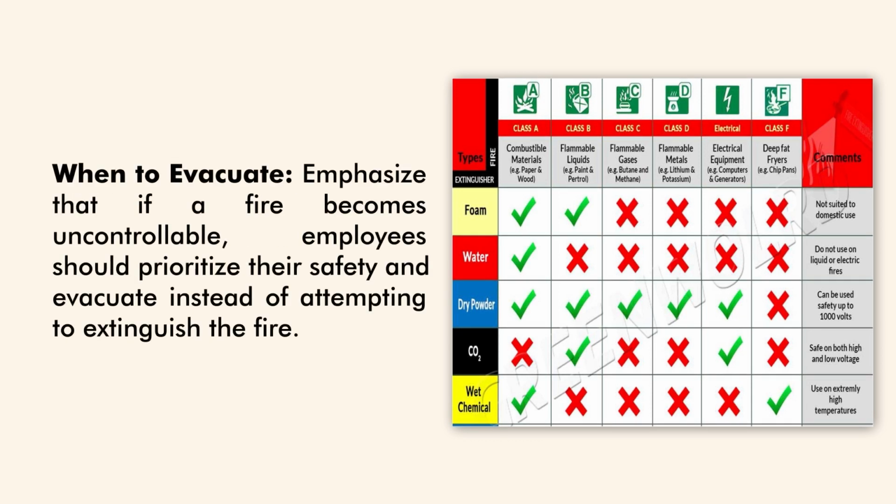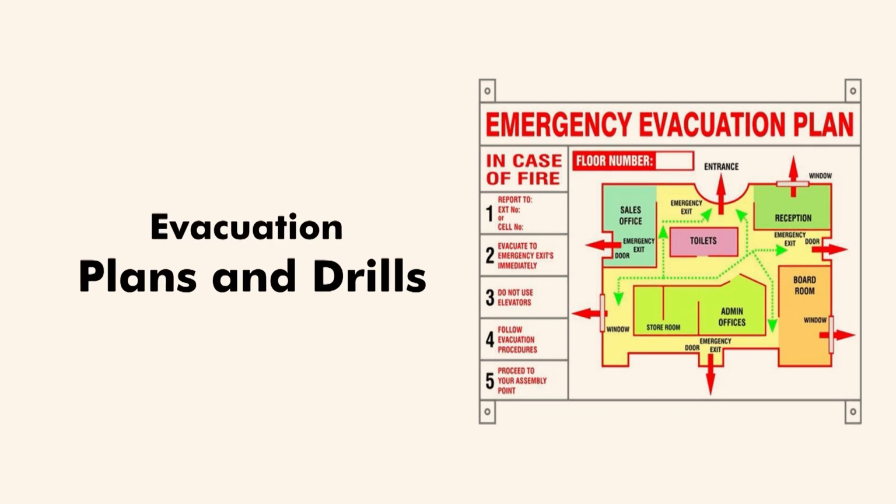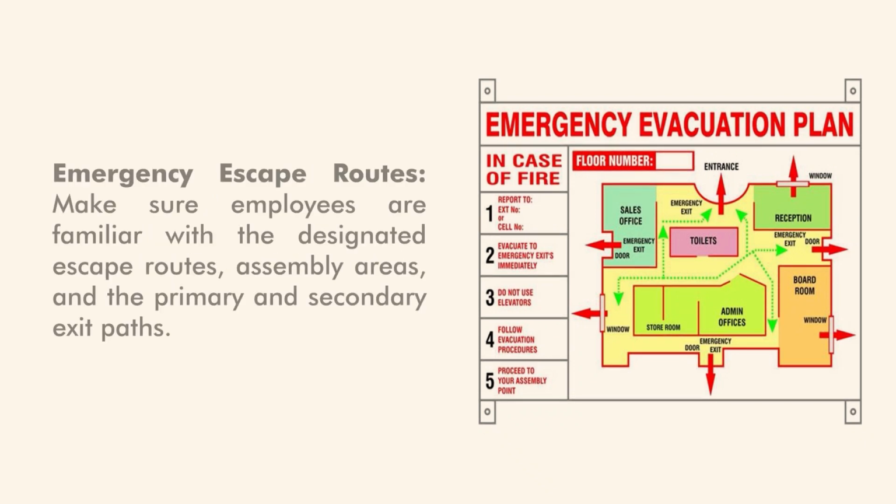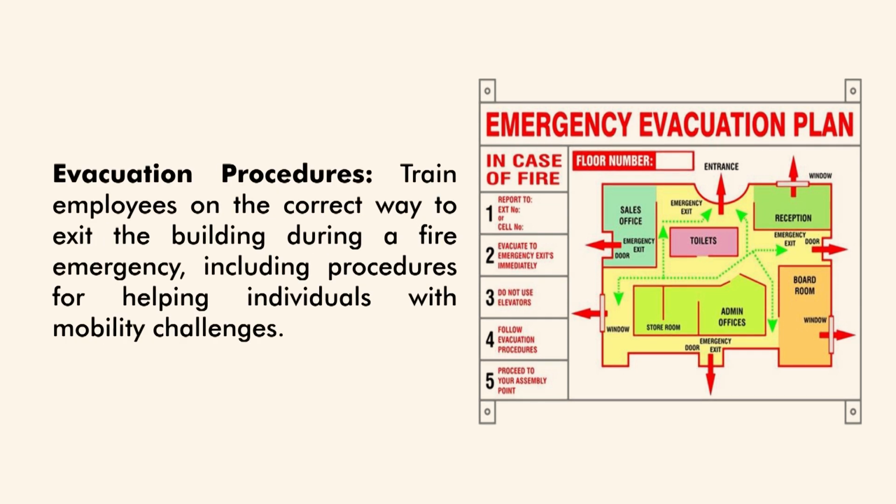Train the employees on when to evacuate. Emphasize that if a fire becomes uncontrollable, employees should prioritize their safety and evacuate instead of attempting to extinguish the fire. Next one is evacuation plan and drills. Emergency escape routes: make sure employees are familiarized with the designated escape routes, assembly areas, and the primary and secondary exit paths.